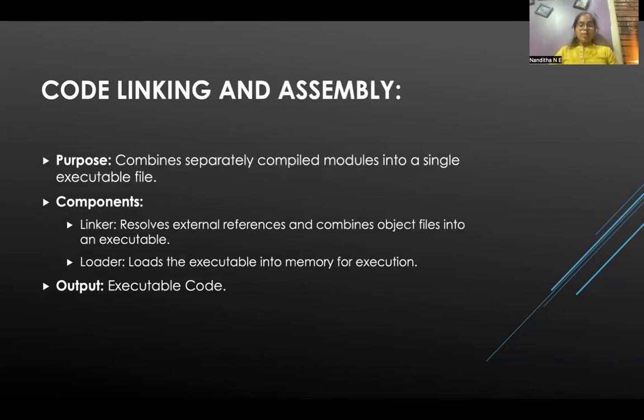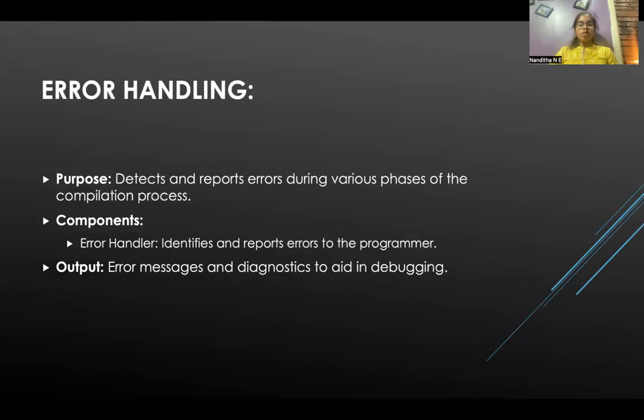Code linking and assembly. The purpose of code linking and assembly is to combine separately compiled modules into a single executable file. Components of code linking and assembly are the linker and the loader. The linker resolves external references and combines object files into an executable, and the loader loads the executable into memory for execution. The output of code linking and assembly is executable code.